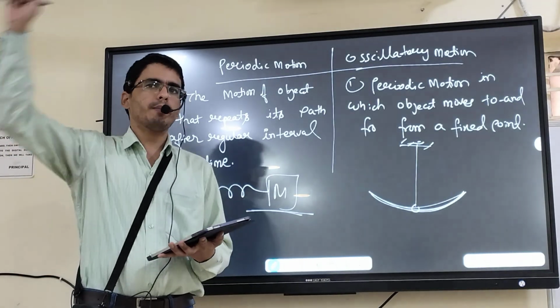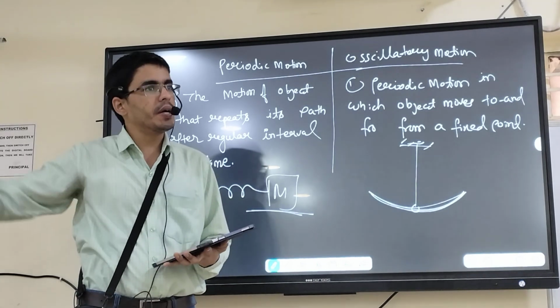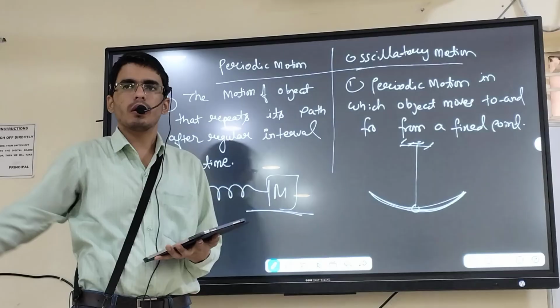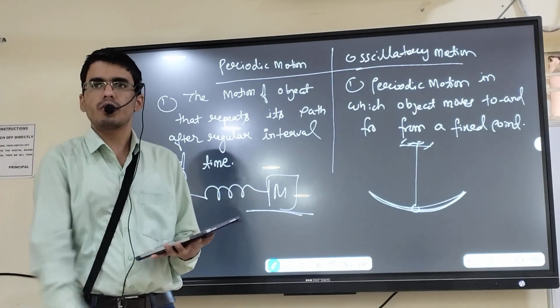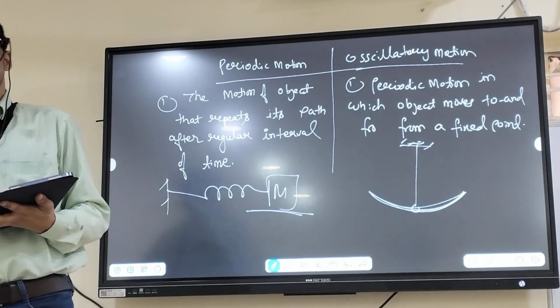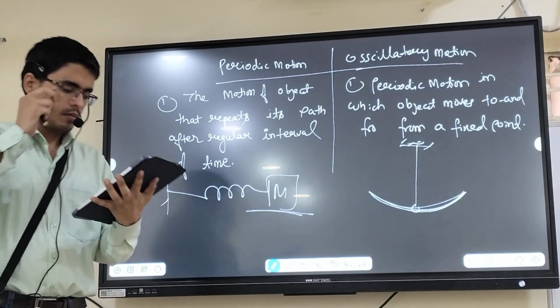Periodic motion can be a complete circle or square also. Yes, any shape, but it will repeat itself, with the initial and final points at the same position. That's called periodic. Oscillating means to and fro motion, like a half or semicircle, not a full circle.